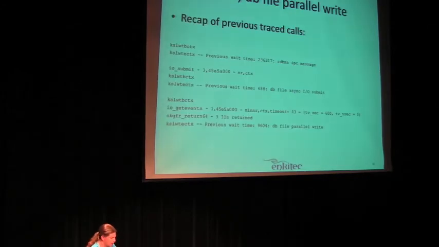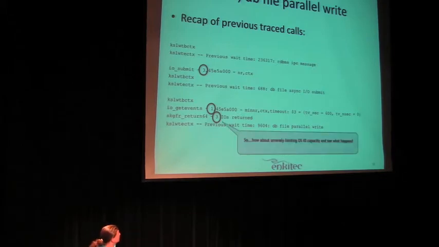So, as a recap of the previous traced call: if you look at io_submit, 3 I/Os; io_getevents waits for 1, and 3 are returned, and this is not visible in the wait interface. Okay, but this is in a situation where my I/Os are very fast. How about severely limiting the I/O capacity of my system, and looking at what it does then.